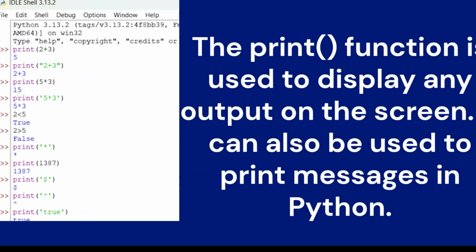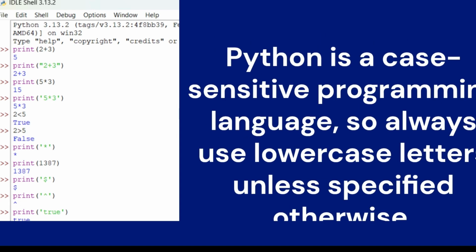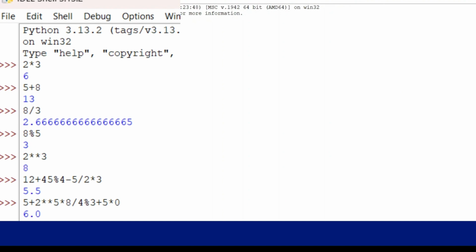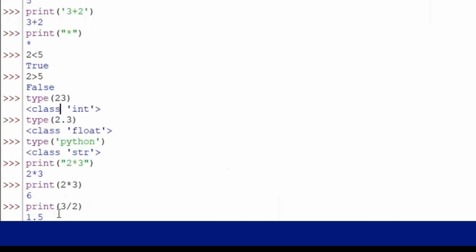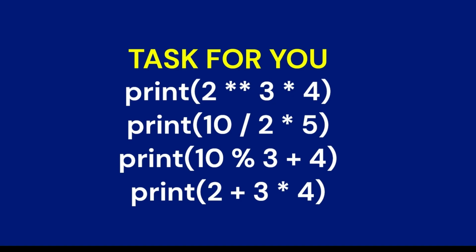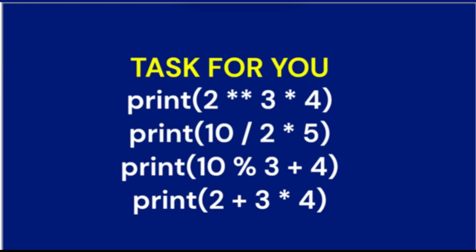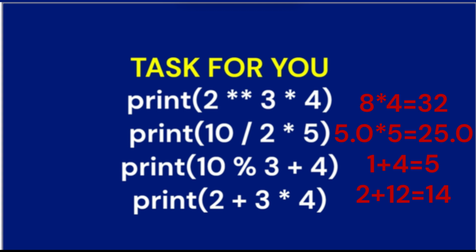The print function is used to display any output on the screen. It can also be used to print messages in Python. Python is a case-sensitive programming language, so always use lowercase letters unless specified otherwise. In the above code, you can see that anything written inside quotation marks in a print statement is printed as a message. Now, here's a task for you. Pause the video, try it yourself, and then check your answer.